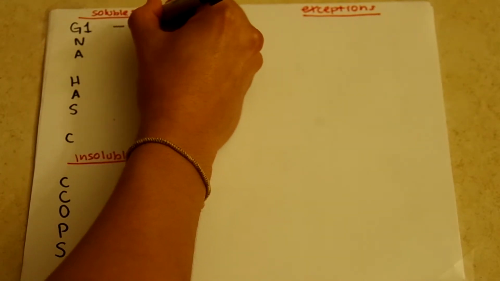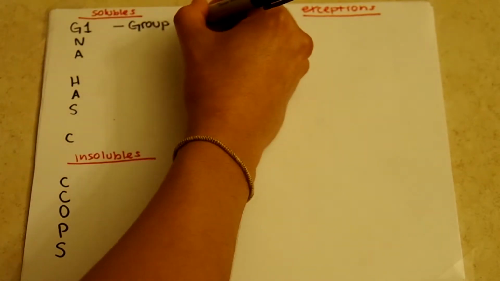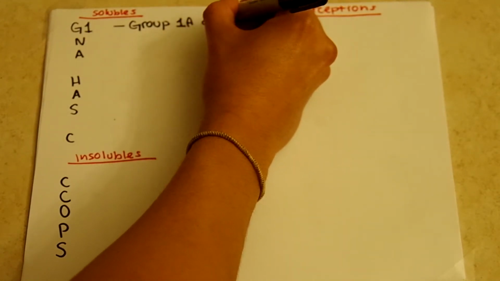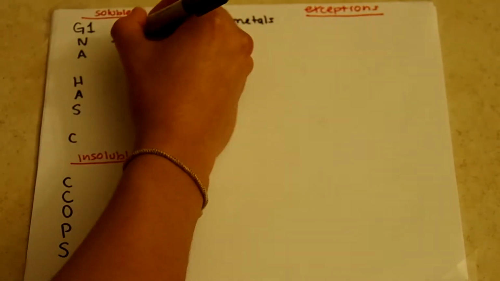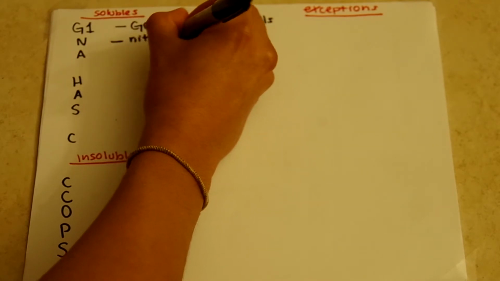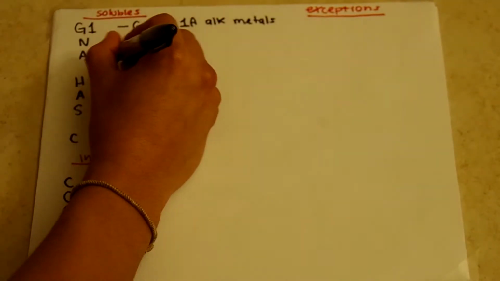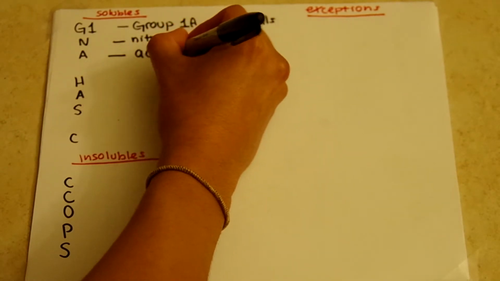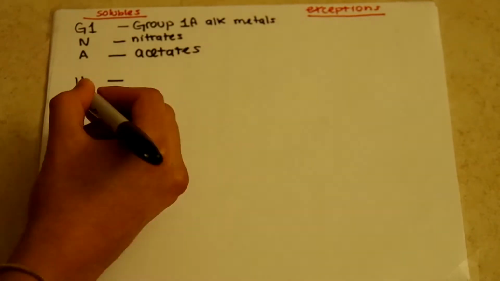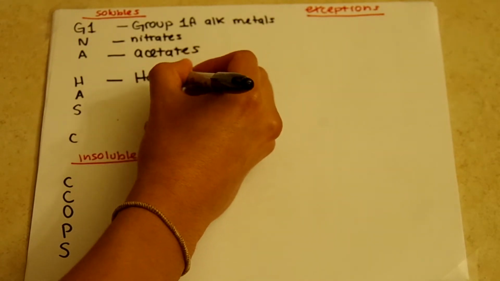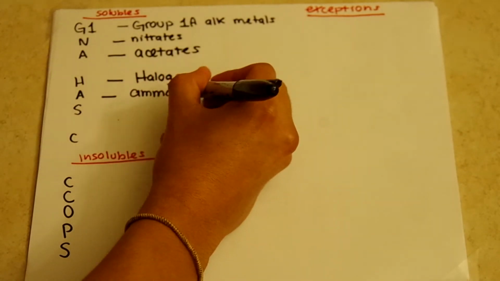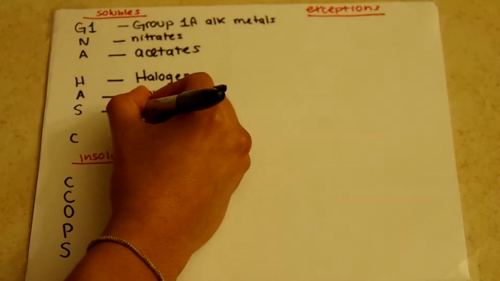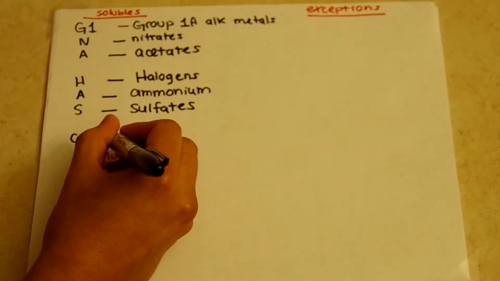Now, for our solubles, the list is going to start with the letter G1, which is group 1A alkali metals. Following is going to be the letter N, which stands for nitrates. The letter A is going to stand for acetates. The letter H is going to stand for halogens. Your halogens, as well as the group 1A alkali metals, you can see them in the periodic table. The letter S is going to stand for sulfates. The letter A is going to stand for ammonium. And last but not least, the letter C is going to be for chlorates.